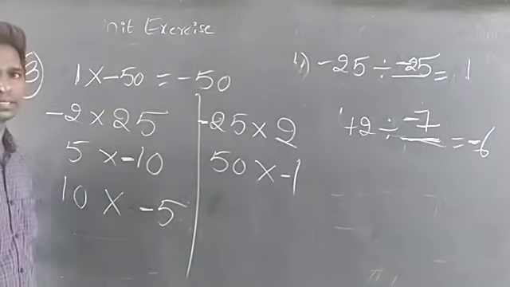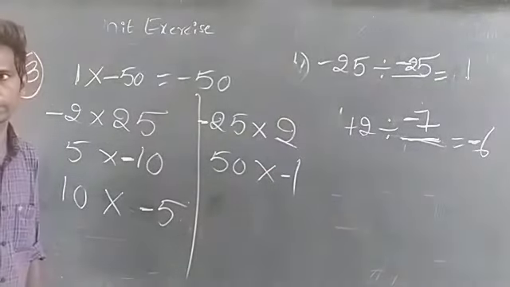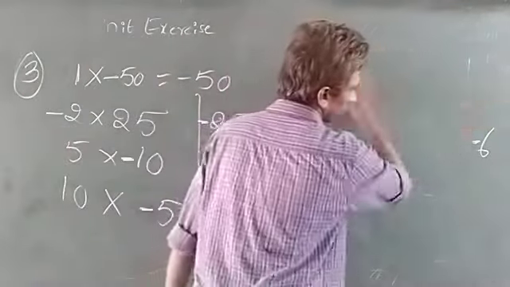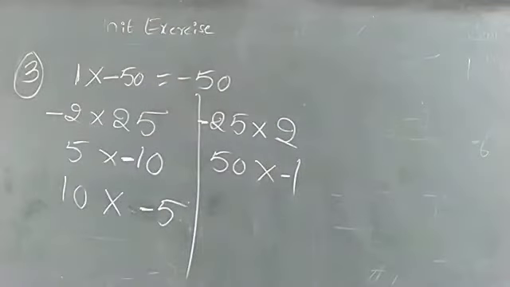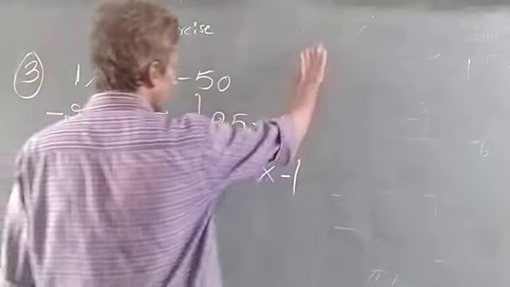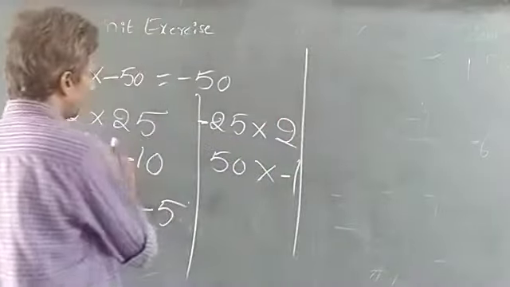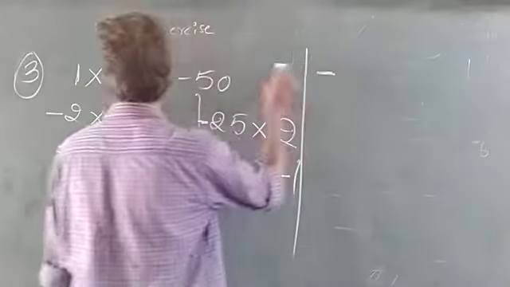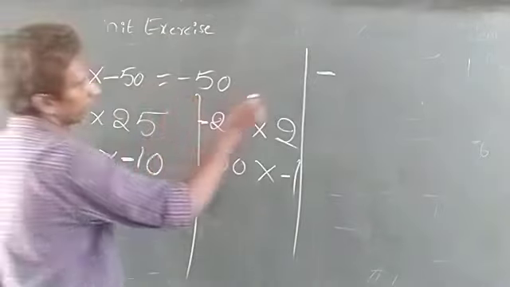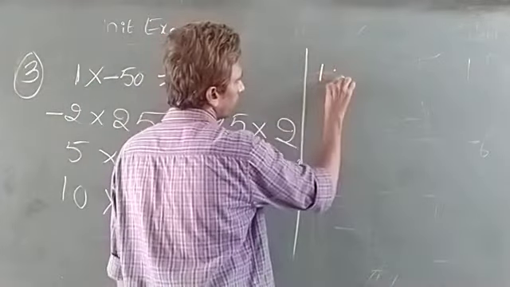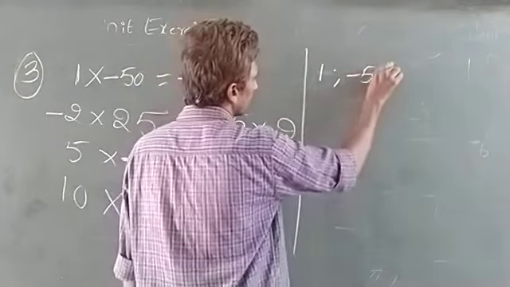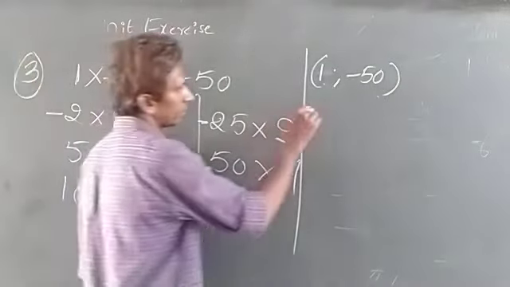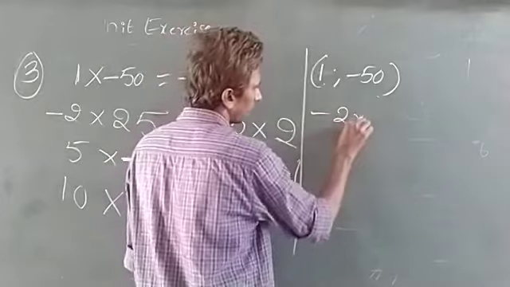So these are the pairs we will get for the third question. So I am writing the pairs. Let's see. First one is, sorry, first one is 1 comma minus 50. Second one, minus 2 comma 25.